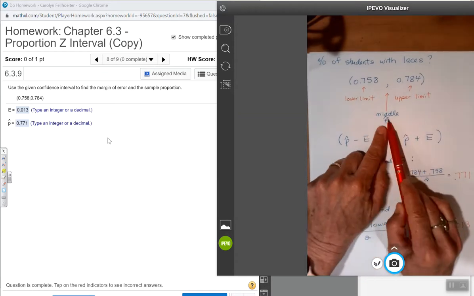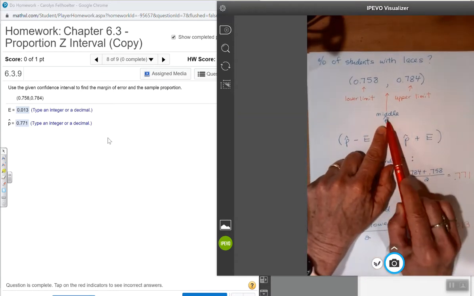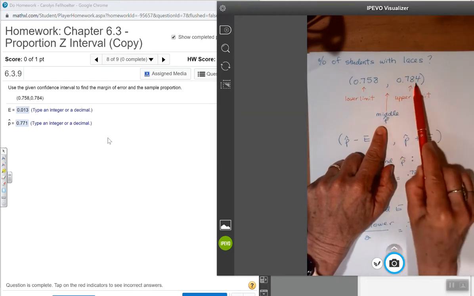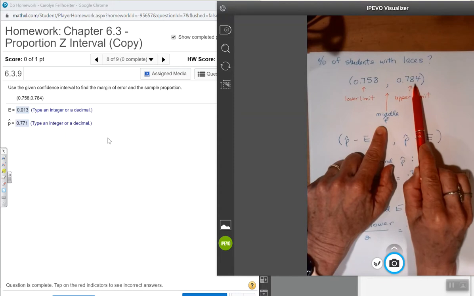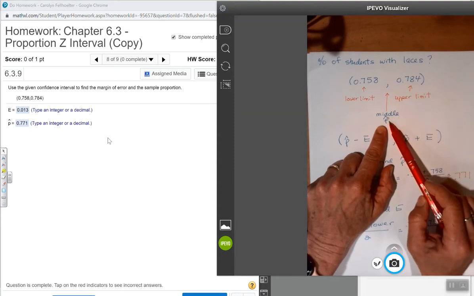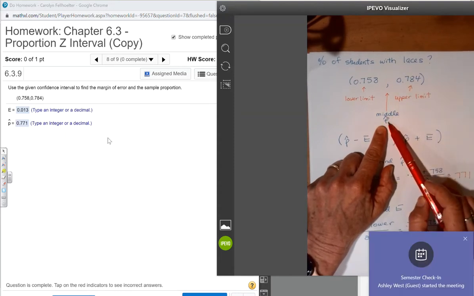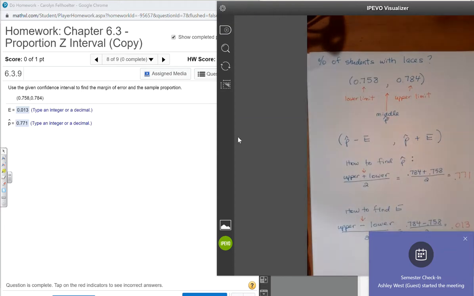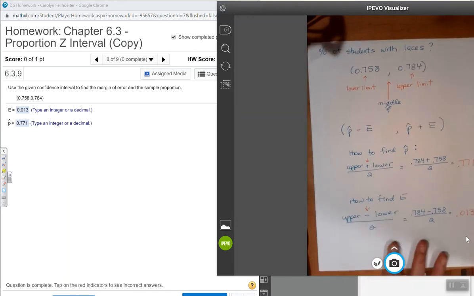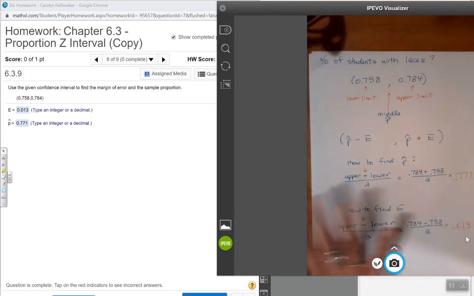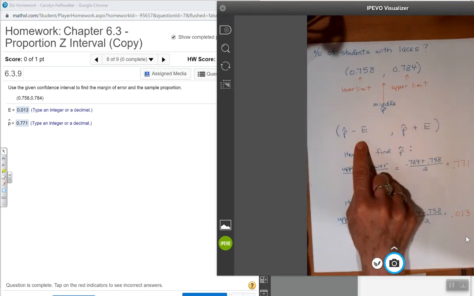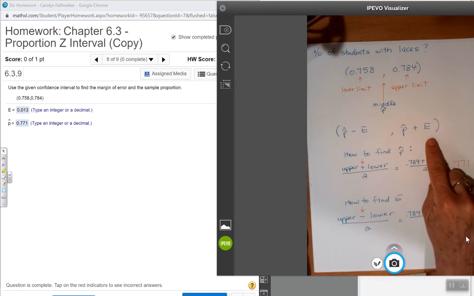So the way we built our confidence interval is we take our p hat, the 77.1, add a margin of error to get our upper limit. Then we take the 77.1, which is our p hat, our sample proportion, and we subtract e. So that's how we get our upper and our lower limit. So this is really just a matter of addition and subtraction to figure out what to do here. So this is our confidence interval. It's p hat minus the margin of error, p hat plus the margin of error.